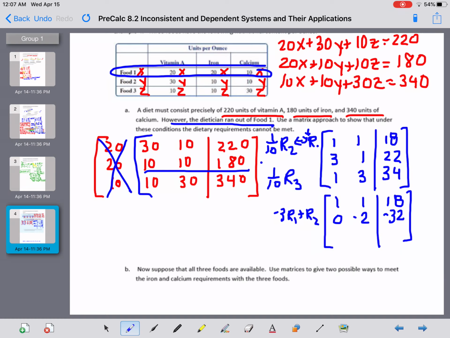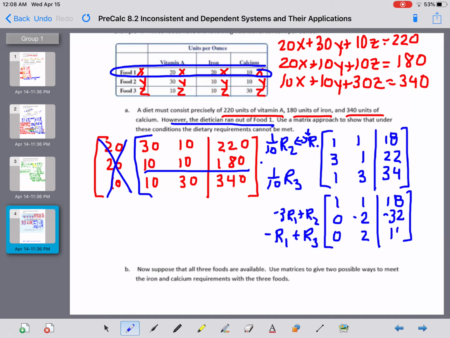Okay. And my bottom one, it looks like I can just take row 1 and subtract row 3. I can just subtract or multiply by negative 1. If you want to think about negative row 1 plus row 3, that works as well. So negative 1 plus 1 gives me a 0. Negative 1 plus 3 gives me a 2. Negative 1 times 18 is negative 18 plus 34 gives me a 16.